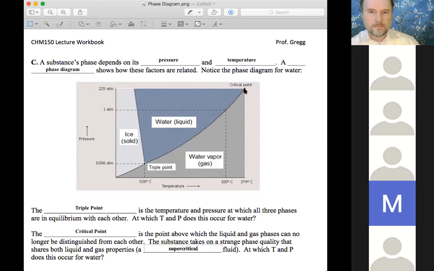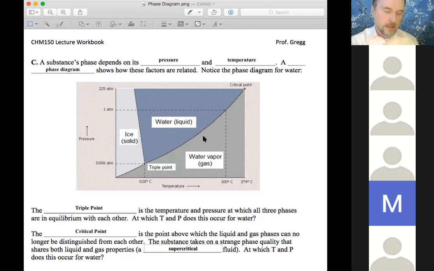Other questions? All right, so this was a fairly quick little section here. There are no problems to work out except some text to add for vocabulary. But I wanted you to be able to recognize a phase diagram.